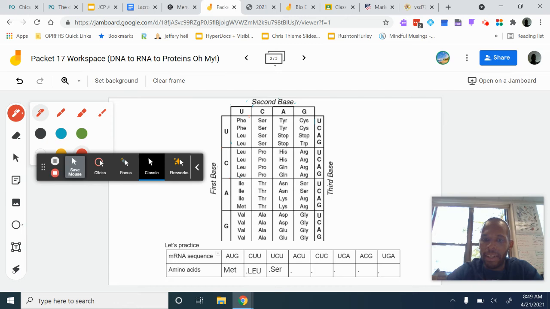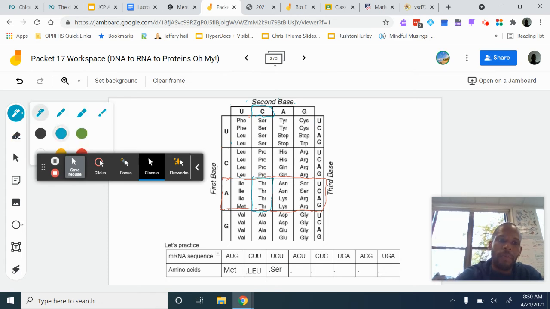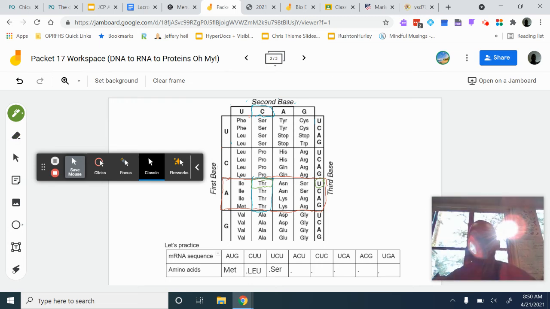So we got ACU, first base right here is A. We know it's going to be somewhere in this row for sure. Our next letter is C. So first base, second base, I got my C right here. Just following down where they intersect at, somewhere in here. And then my last letter is U. ACU. It's right here. Boom. THR is that amino acid.